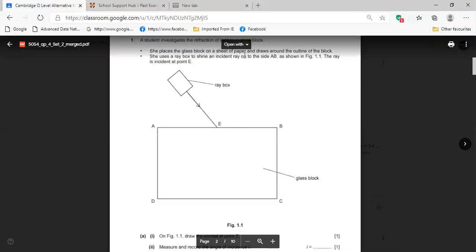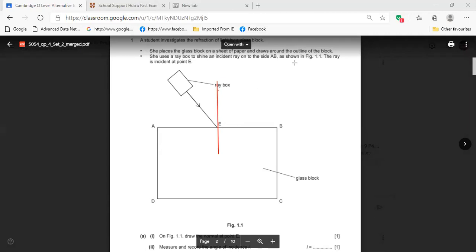Are you done with drawing? This way you draw one line, and it should cross. Sir, is a dotted line fine? Yeah, a dotted line is awesome because it is an imaginary line, right?